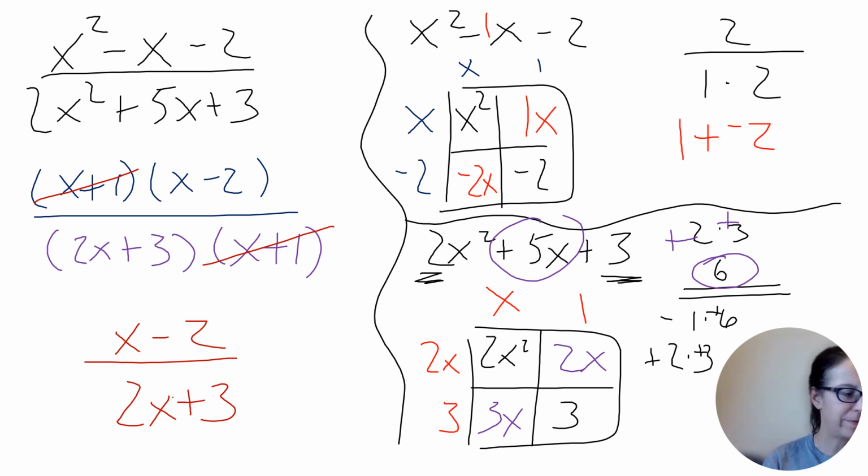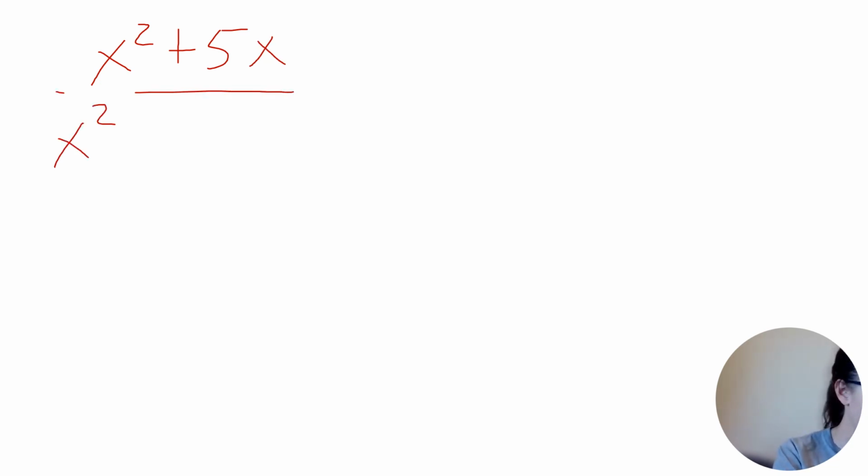Next one is x squared plus 5x over x squared plus 3x minus 10.